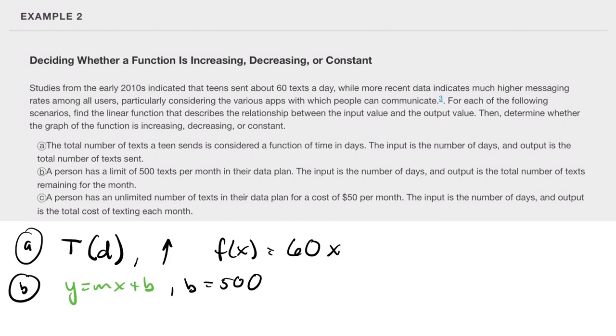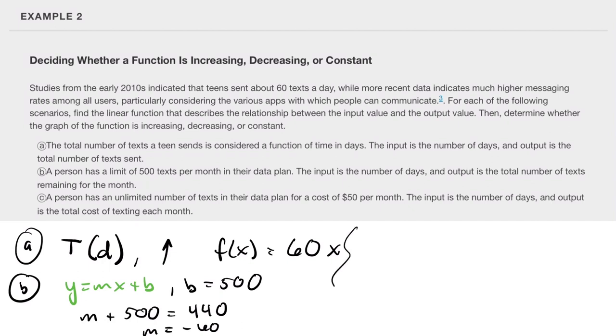After 1 day, if the person does 60 texts, we're just trying to solve for the slope. So when x is 1, if they've done 60 texts, then they have 440 texts remaining. So if x is 1, the m we're trying to solve for, the y-intercept is 500. After 1 day, they've used 60 texts, so they have 440 texts remaining. So from here, we get that the slope is negative 60.